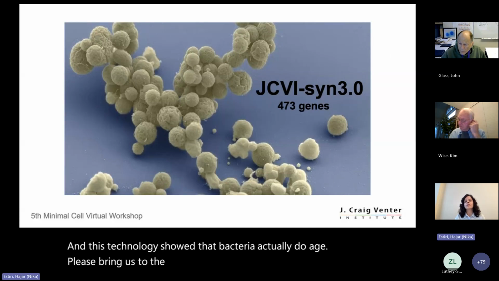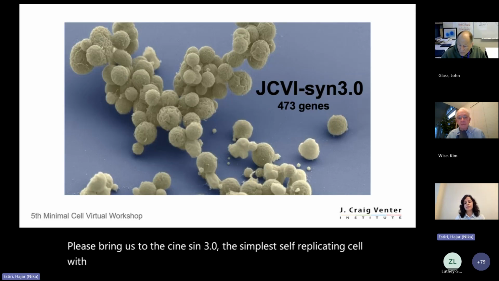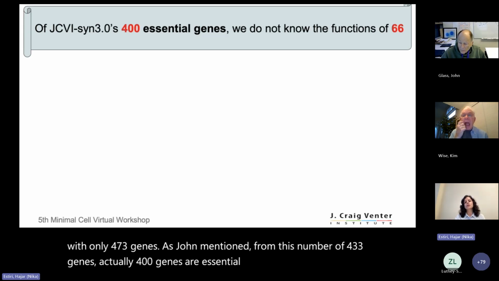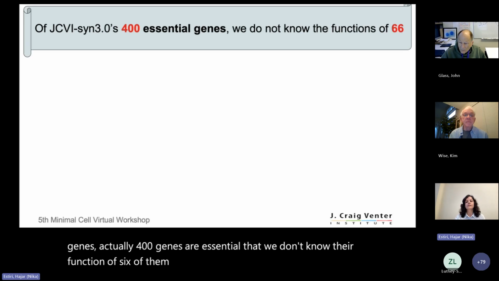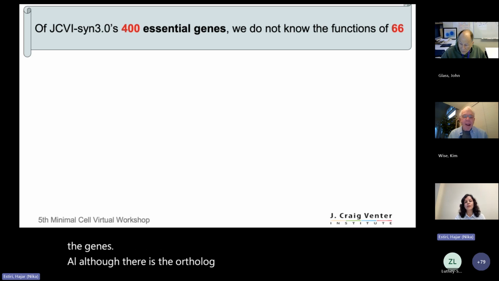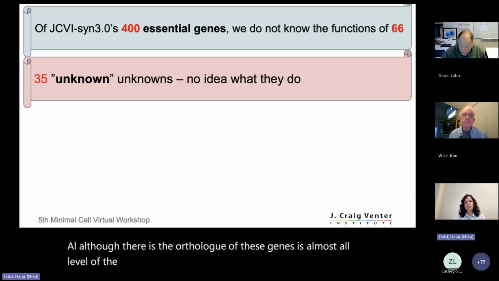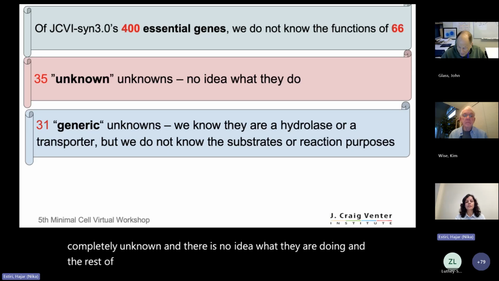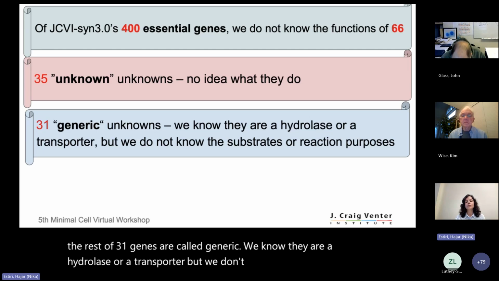This brings us to JCVI-syn3.0, the simplest self-replicating cell with only 473 genes. As John mentioned, of these genes, around 400 are essential, and we don't know the function of 66 of them, which is less than 17% of the genes. Although there are orthologs of these genes across almost all levels of life, among these 66 genes, 35 are completely unknown, and there is no idea what they are doing. The rest, 31 genes, are called generic. We know they are a hydrolase or a transporter, but we don't really know the substrate or the reaction purpose.